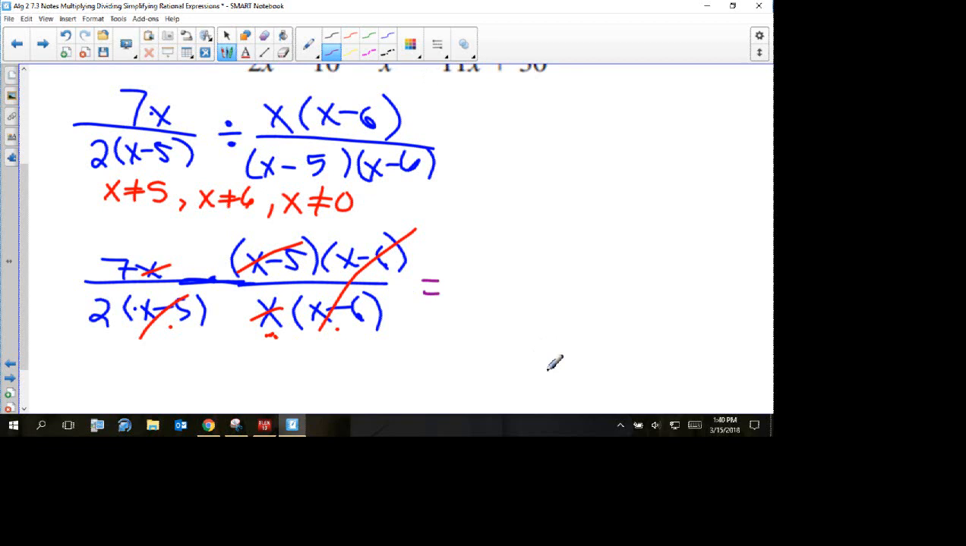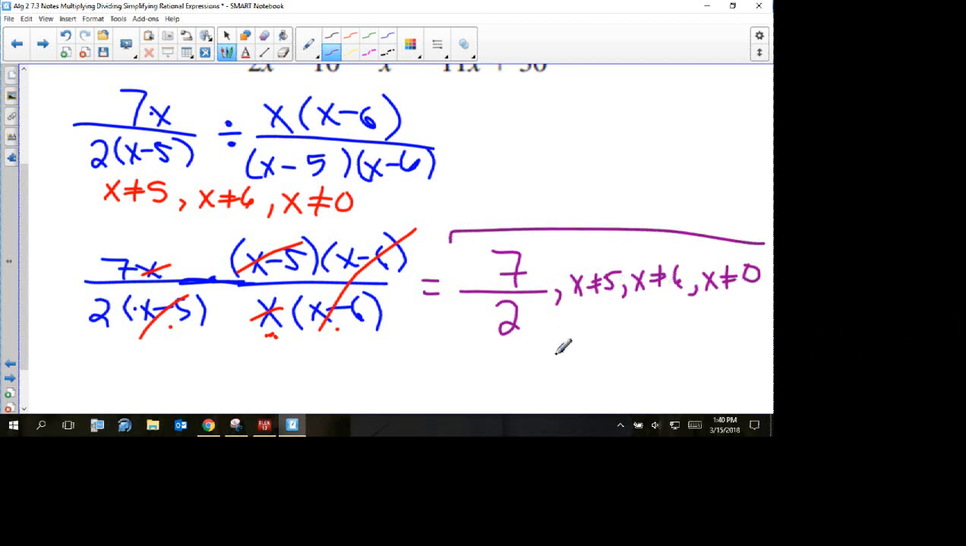Let's see, what do we have left over on top? 7. And then on the bottom, 2. Now when I look at my denominator, do I have any restrictions on x in the denominator of my answer? No. So there are some changes that happened. We need to include everything that changed. So I need to write with it x does not equal 5, x does not equal 6, and x does not equal 0. So that would be our full answer.